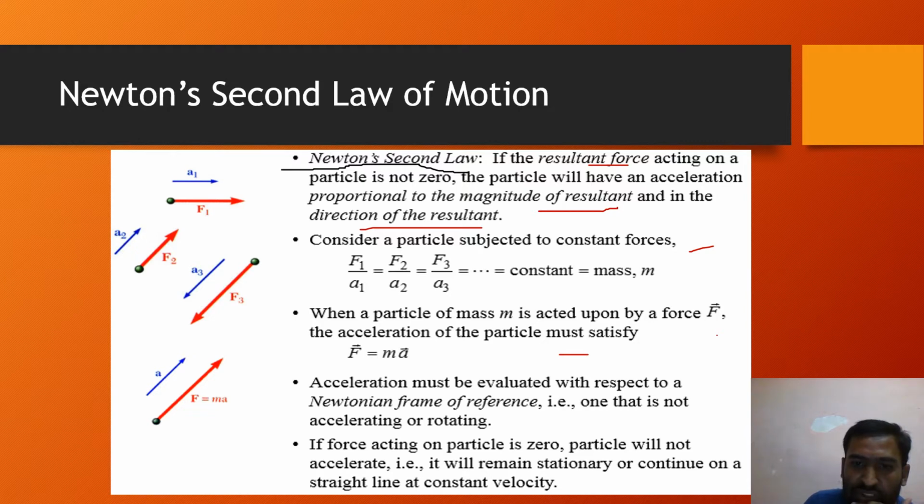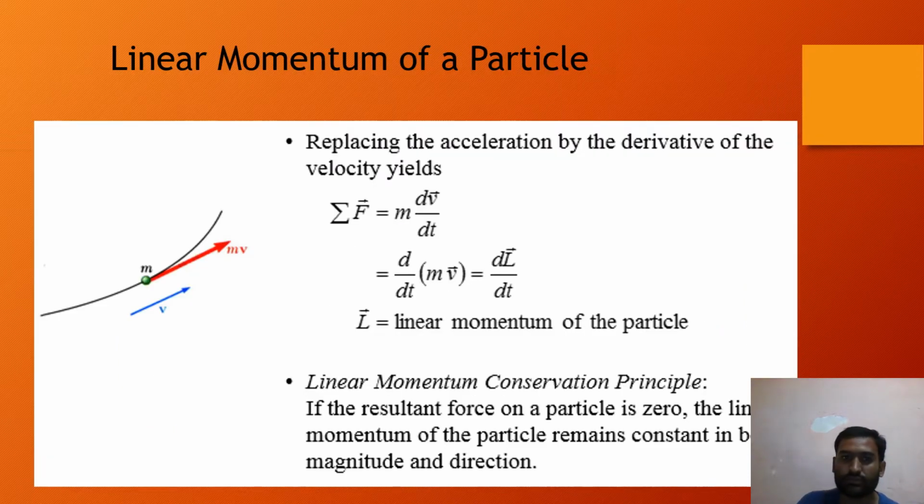particle must satisfy F equals ma. Acceleration must be evaluated with respect to a Newtonian frame of reference, for instance, one that is not accelerating or rotating. If the force acting on a particle is zero, the particle will not accelerate. For instance, it will remain stationary or continue on a straight line at constant velocity. You can see in the given figures F equals ma. Okay, so let's move on.